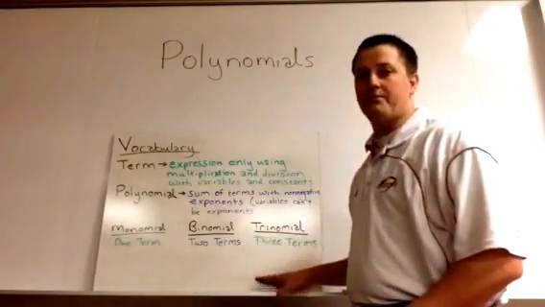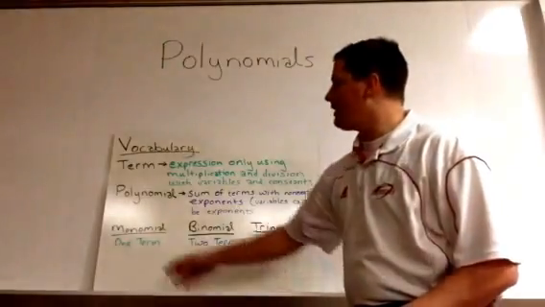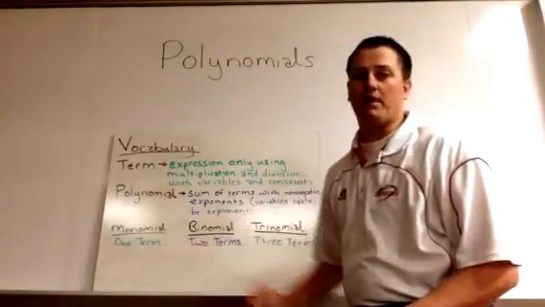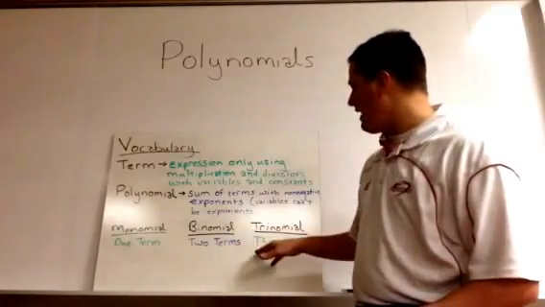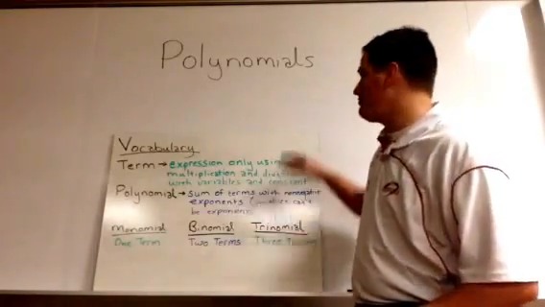Here are the three types of polynomials that we will focus on. Monomial, which means we have one term. Binomial, which means we have two terms. And a trinomial, meaning we have three terms.